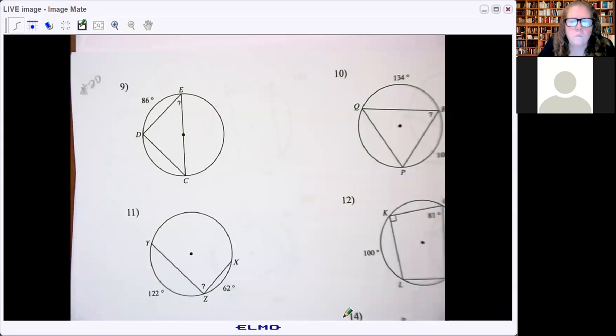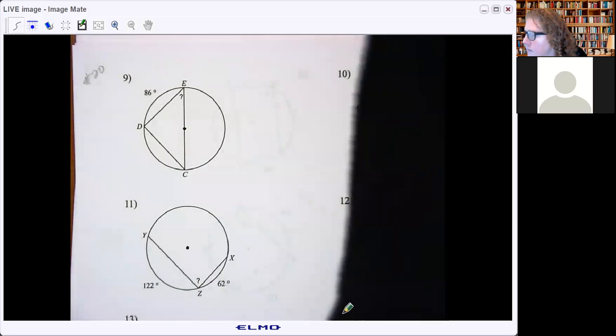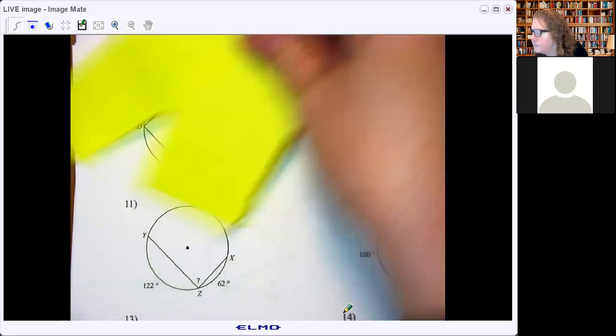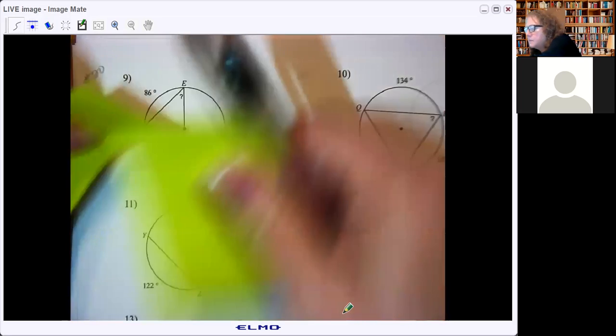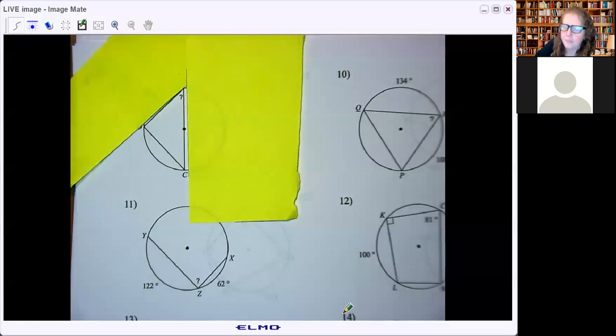So we are working on assignment number 20. We're going over assignments together. We took notes yesterday and on Monday. We talked about having those little papers like Post-its that would help isolate your angle, what you're looking for. So I would suggest something like this for number 9.